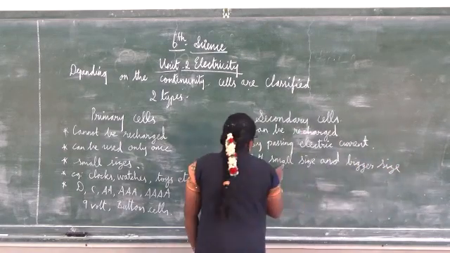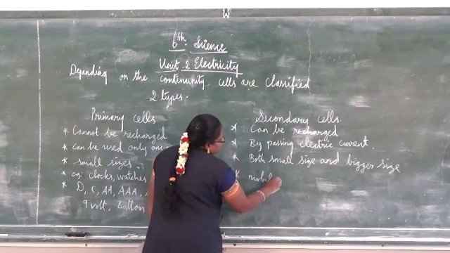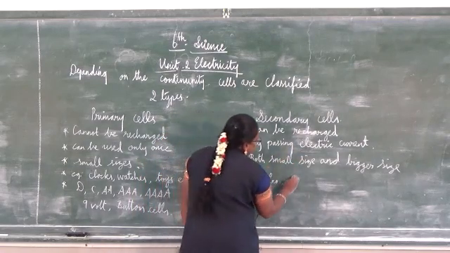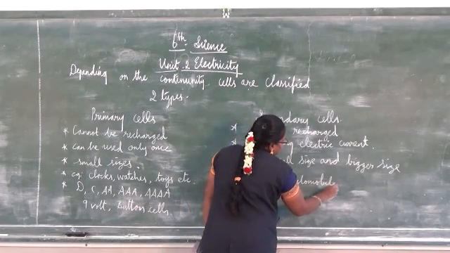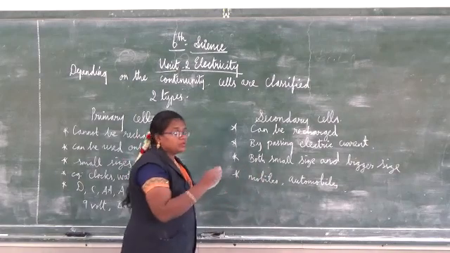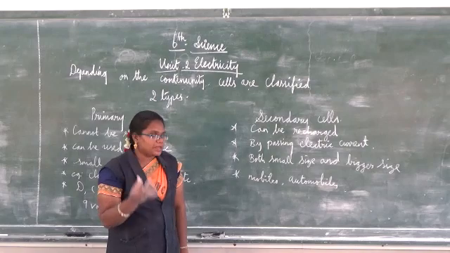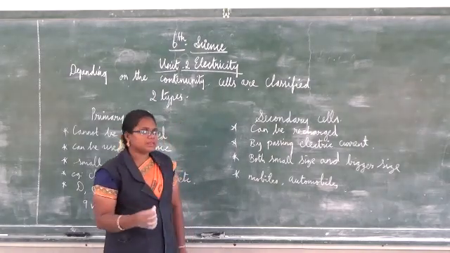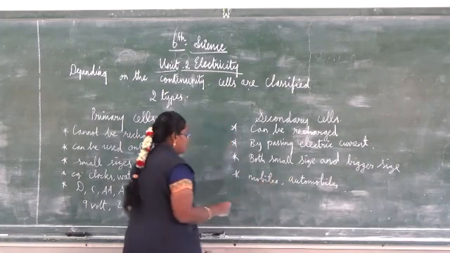For example, small size means mobiles. Bigger size means automobiles. Automobiles means nothing but vehicles. We can make use of this, that too in a car battery. The car battery will be very, very big. Understand? The chemical will be there, that will be very big. Understand? In mobile and automobiles.